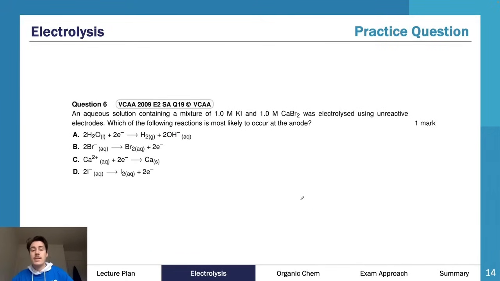So let's now do a practice question that bases itself off this sort of content. In this scenario, you've been given an aqueous solution of a mixture of KI and a solution of Ca2+, Br-. So they're essentially the ions that are involved. It was electrolyzed using unreactive electrodes. What will occur at the anode? So start to think about, what is at the anode? The anode is oxidation. What can go through oxidation here? I need reductants that can go through oxidation.